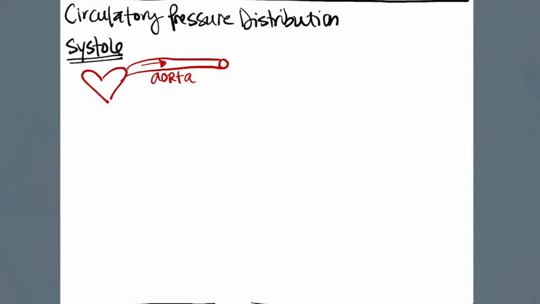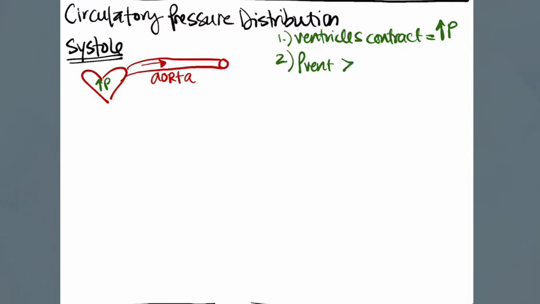All right, so during systole, the ventricles contract. Maybe let's take some notes on this on the screen over here. Number one, when ventricles contract, we're going to increase the pressure. First we increase the pressure in the heart. It builds, it builds, it builds. And when pressure in the ventricle is greater than pressure in the aorta, then the valve opens.